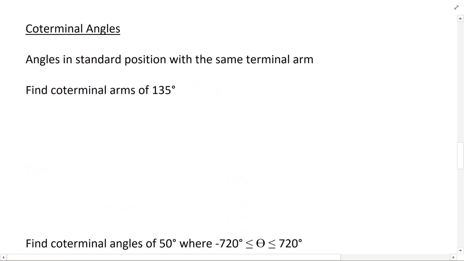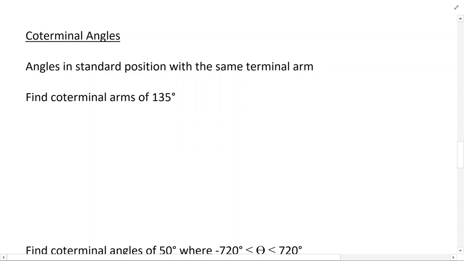Next we're going to look at coterminal angles. What are these? These are angles in standard position with the same terminal arm. What does that mean? First let's find coterminal angles of 135. Again, we have our graph. 135, I'm going to draw in blue. 135 will be somewhere in this second quadrant.